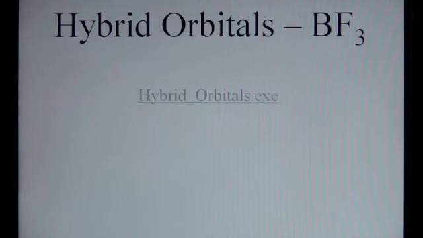Hybrid orbitals allow us to explain equivalent energy bonding in molecules. I'm going to start off with the molecule BF3, boron trifluoride, and take a look at this idea of equivalent energy bonding. That is, all three fluorines around that central atom must take the same amount of energy to break any one of those three boron fluoride bonds.